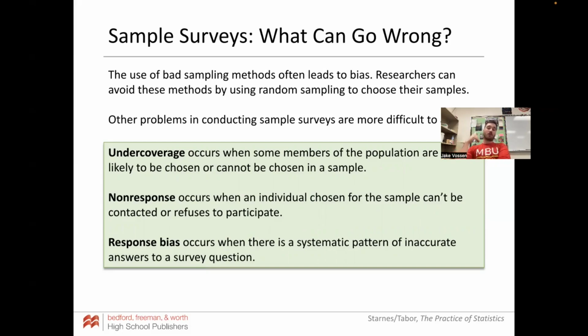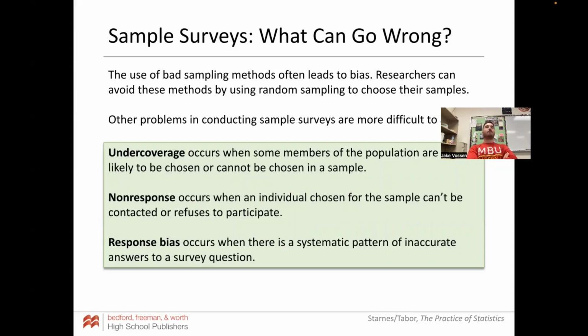Non-response would be like, I called 100 people, 85 people answered, and you just run your study with 85 instead of 100. Well, in that case, those 15 people that didn't answer, they're not represented. That's called non-response, and that's something we want to avoid. Sometimes you can't avoid it if you can't get those numbers, but you want to avoid it because it can result in bias or just inaccurate data.